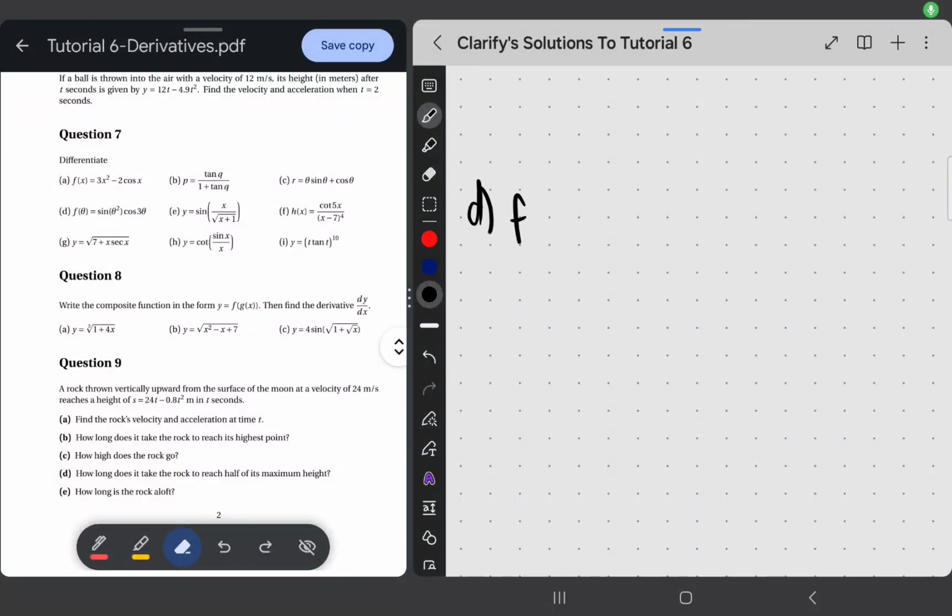We are doing part D, which says f of theta is equal to sine of theta squared, where the squared is inside the sine, then times cos 3 theta. Now we want to differentiate this. Well, what we can see is we have two things multiplying, so we have to use the product rule, okay? We have to use the product rule.